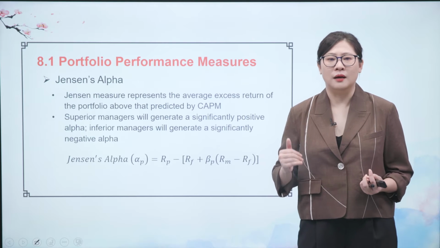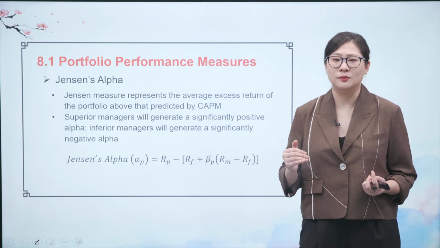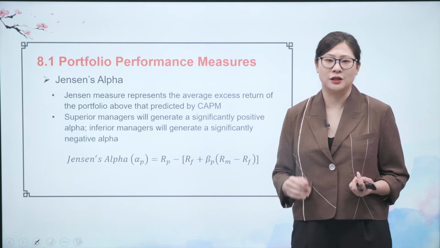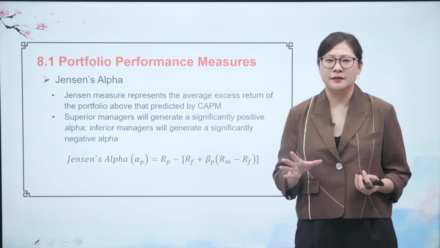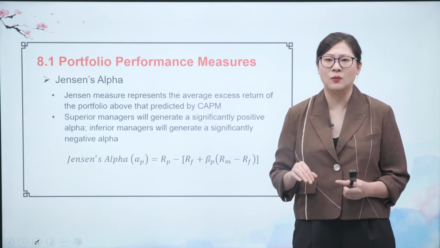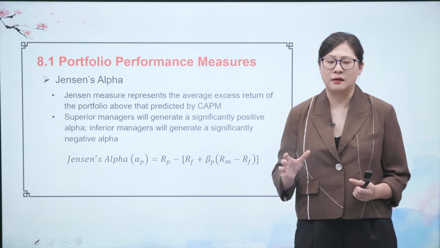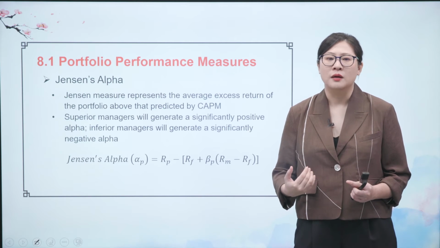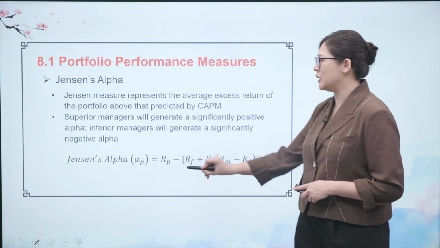So Jenkins Alpha is also a measure where higher is better. The difference is that for Jenkins Alpha, they did not require comparison with other portfolios. It compares with itself. So let's have a look at the equation for Jenkins Alpha.